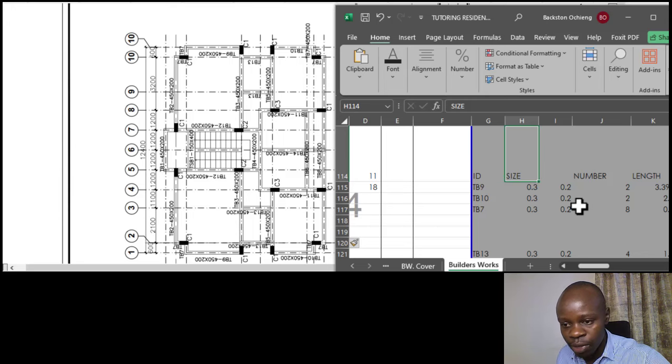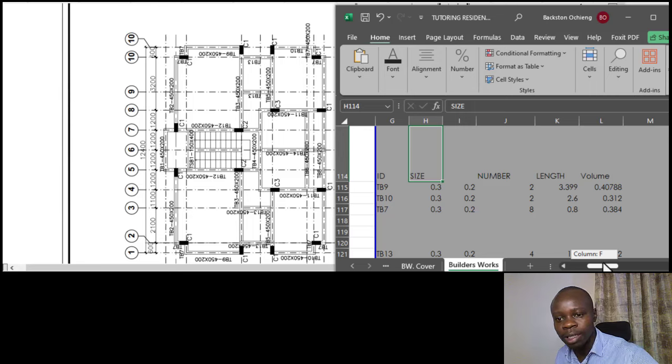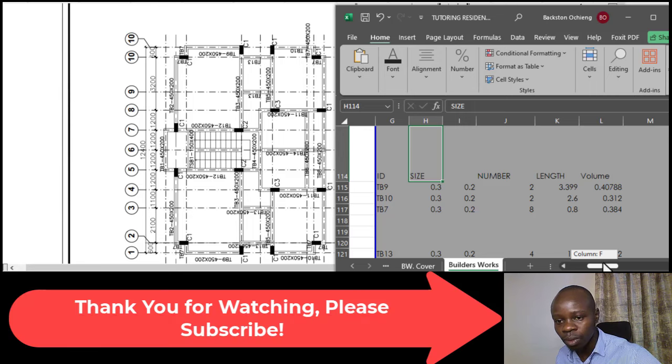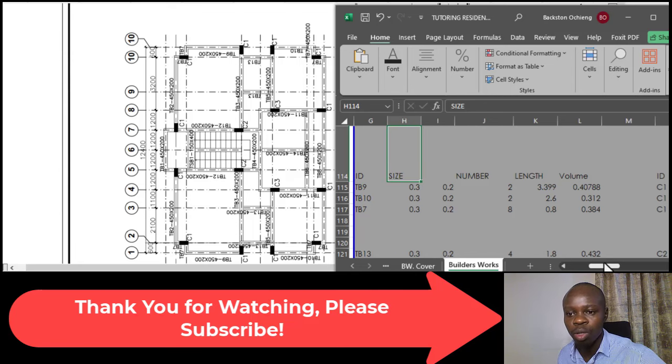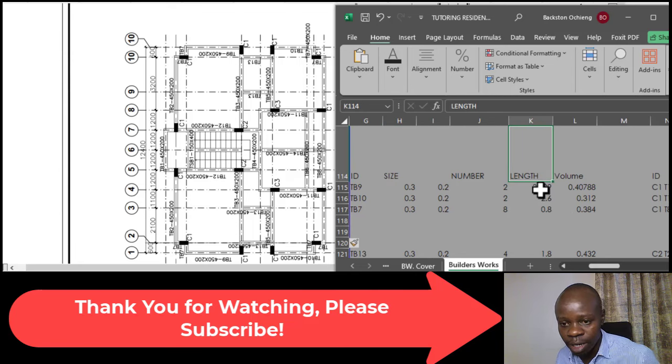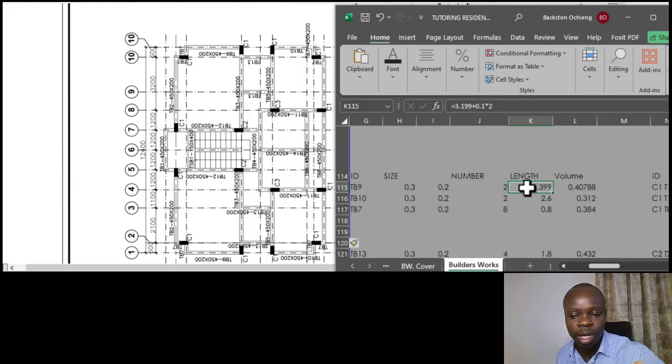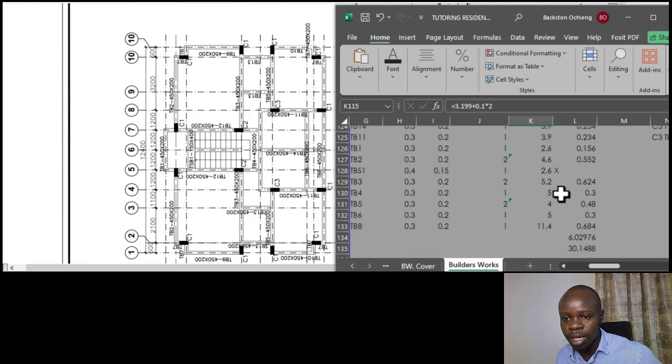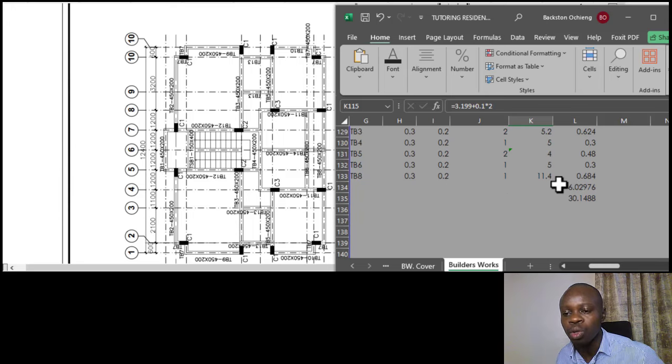Once you have the lengths, like in this case you can see there is the ID, there is the size, there is the number, and then there is of course the length. This length is what we are very much interested in. You can always identify the lengths of those beams from the layout. So these lengths, let's see how we are going to use them.